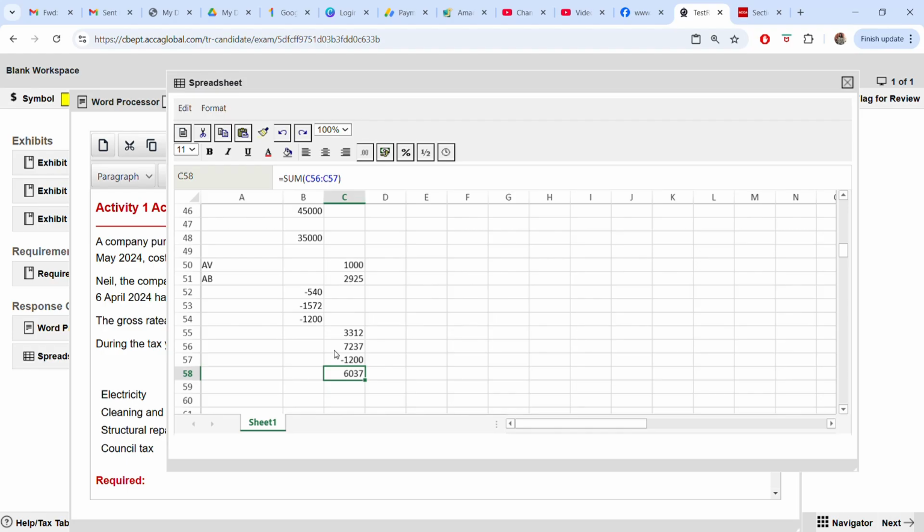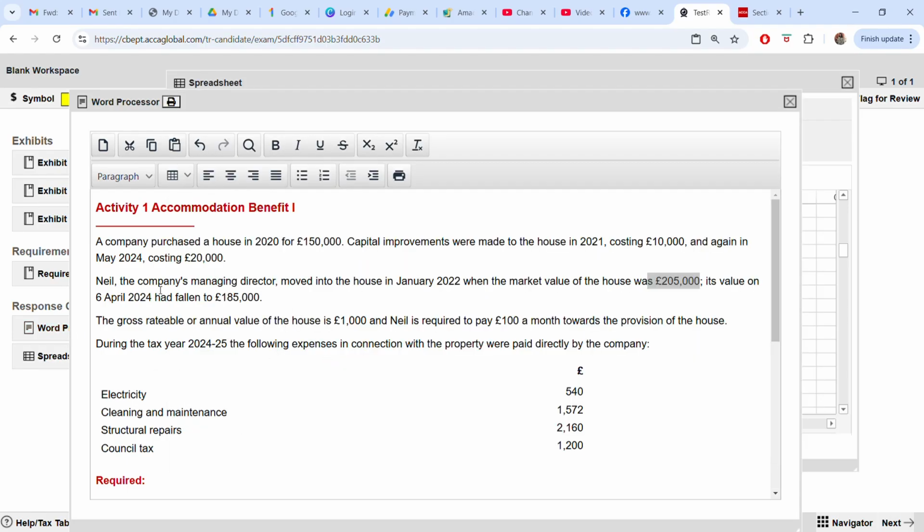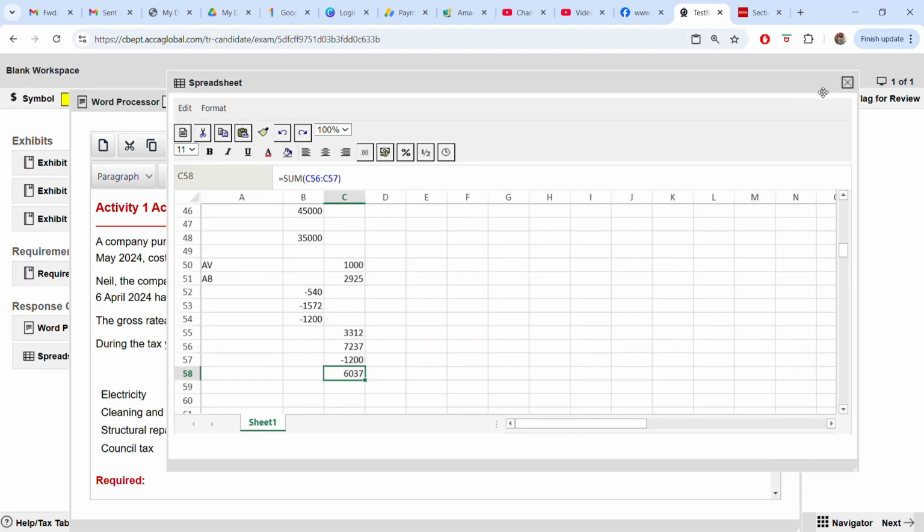And remember, there was a market value given 2024, right, 185. This is irrelevant. It's not required.